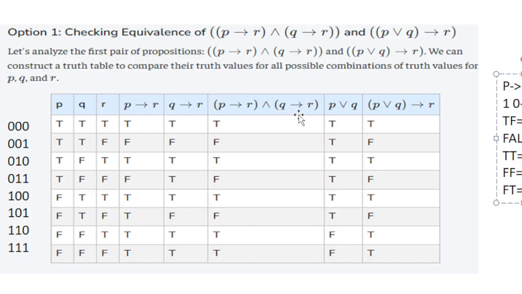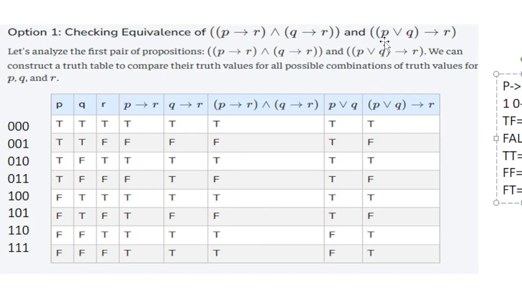And we have to do the AND operation with P implies R and Q implies R. AND operation means only when both the values are true will we get a true value. Here both this and this value are true, and here both are true. So true. Both of the last two rows are true. So this is the table we are getting.